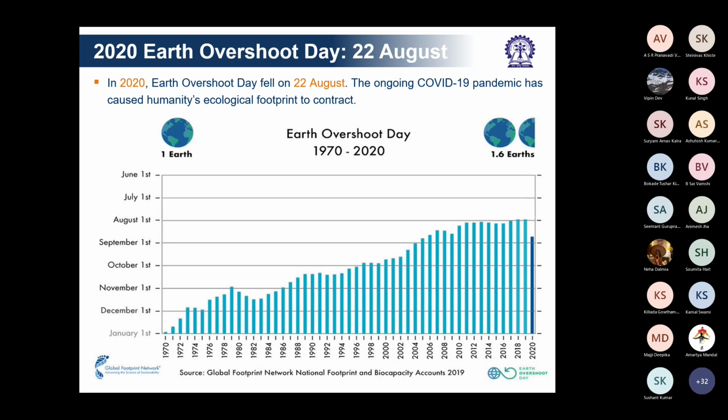So this outbreak has caused humanity's ecological footprint to drop by 9.3% in 2020 compared to 2019. The main drivers for the reduction were carbon footprint, which reduced by 14.5% from 2019, and forest product footprint, which reduced by 8.4% from 2019. While the food footprint remained unchanged.